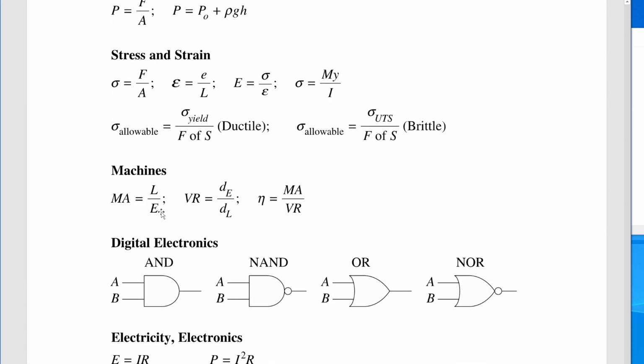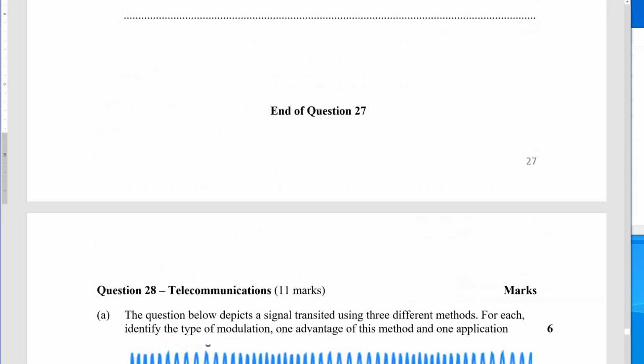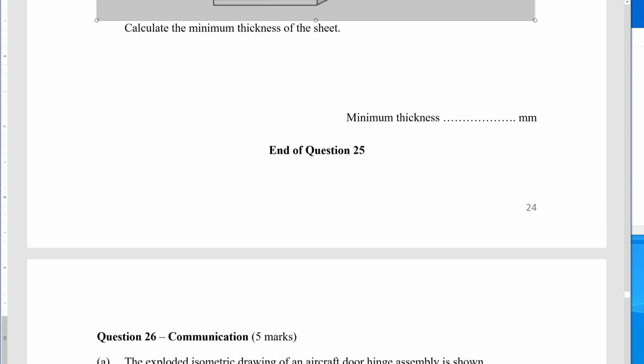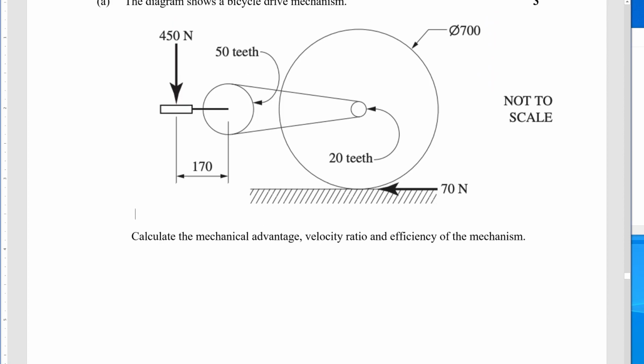Mechanical advantage is load over effort. Velocity ratio is distance traveled by the effort compared to the distance traveled by the load, and efficiency equals mechanical advantage over velocity ratio. So if we go back to our question, okay, calculate the velocity. Okay, mechanical advantage.